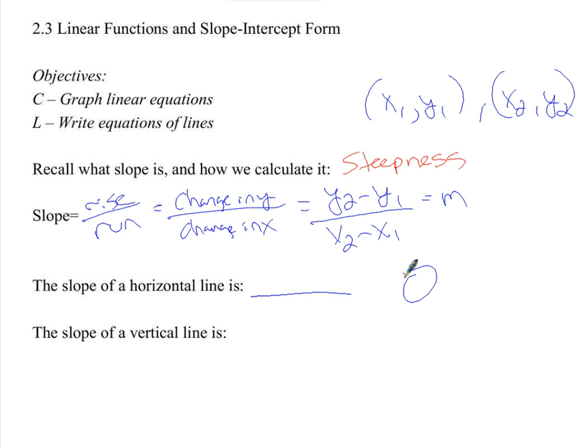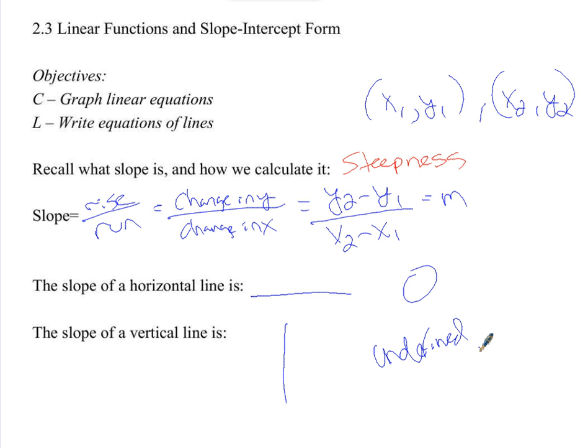The slope of a vertical line. Now we're talking about a sheer cliff. Does it get any steeper than that? Can't get any steeper than a straight up and down line, right? So what's the slope here? It's undefined.